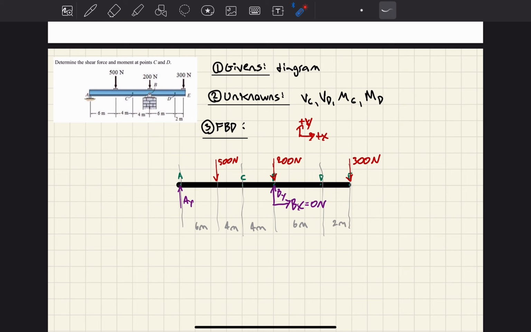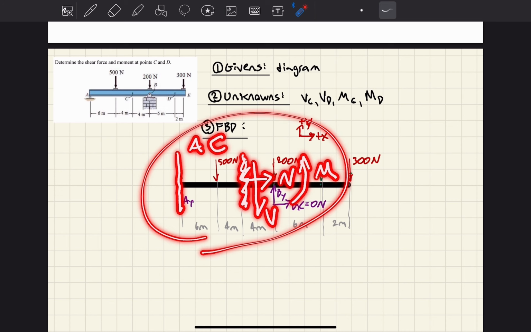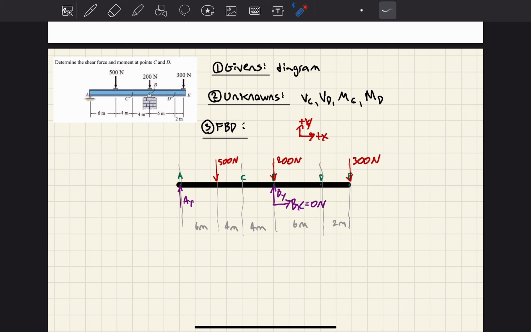The next step is that we want to section this beam. We want to look at just this section AC, and then by splitting this section up, once we section a beam, once we cut it like that, we're going to have to add a normal force, a moment, as well as a shear force. And then we can do the summation for just this little segment with, for example, in this case, AY and 500 newtons. So that's the game plan.